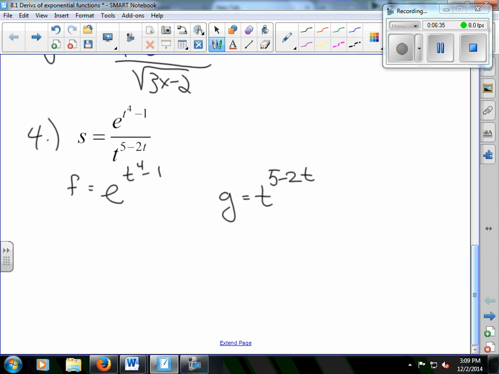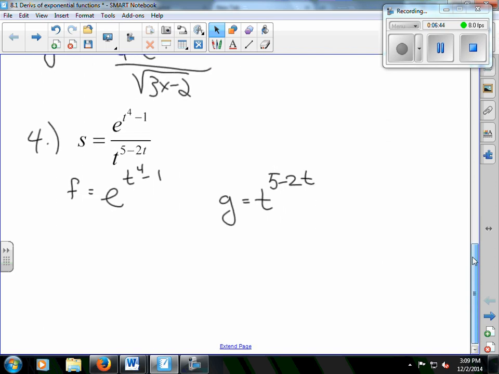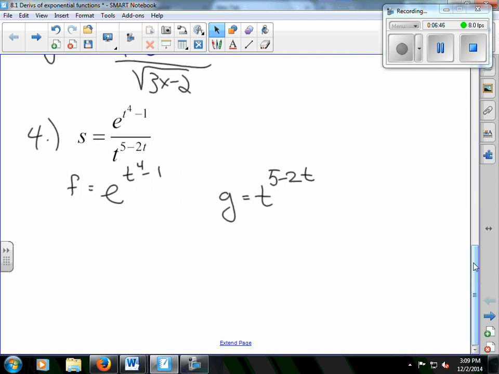Hold on. This is a bad example. Let me change this. Let's change that to t to the 5th. There's a way of doing derivatives where you have a variable in the bottom and the top, but it's very complicated and not something that you could do in this problem here.